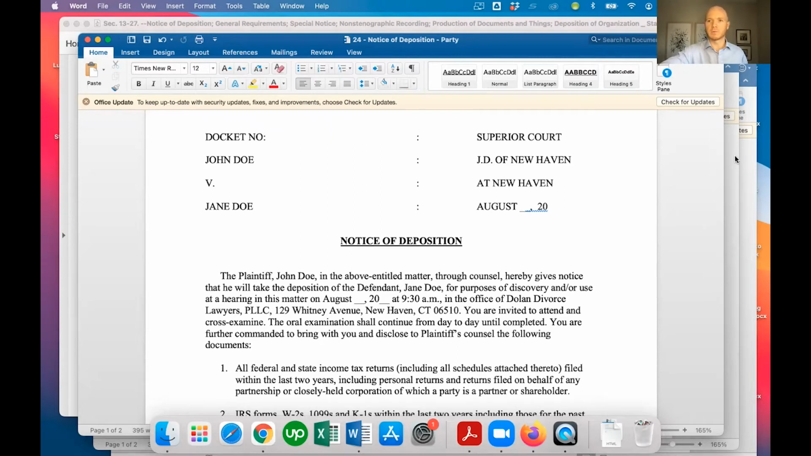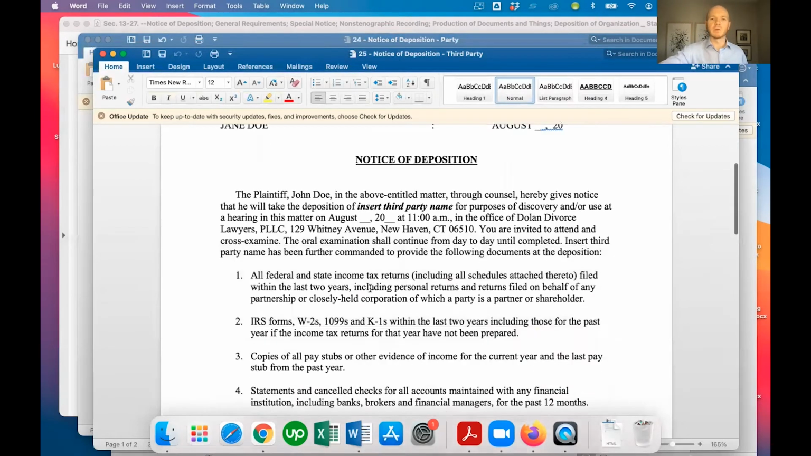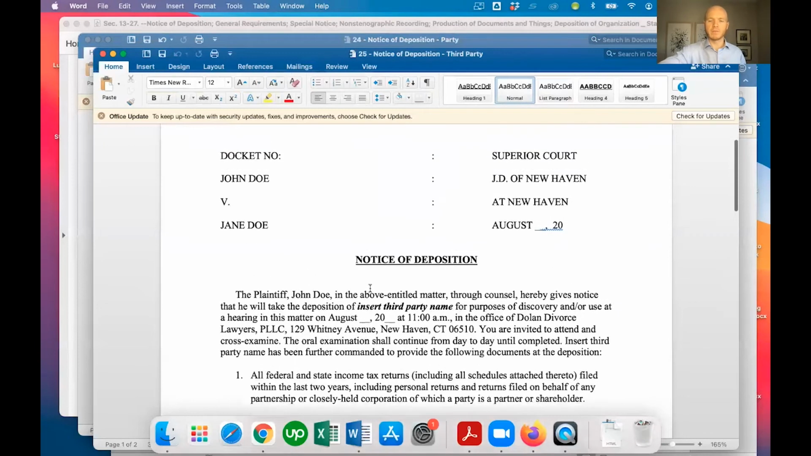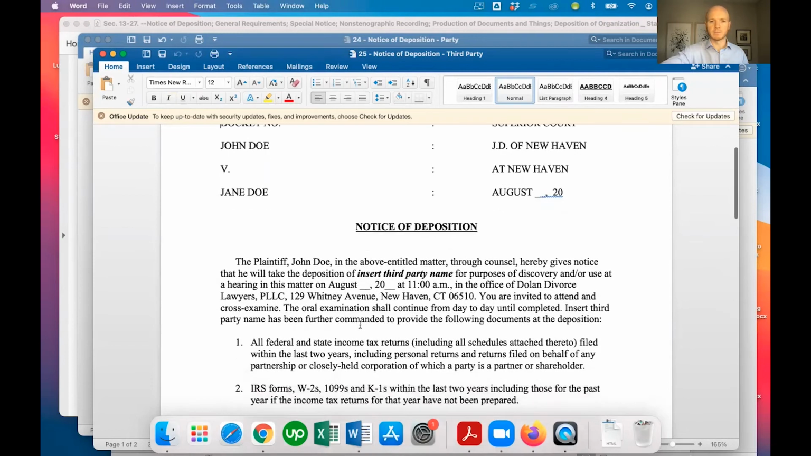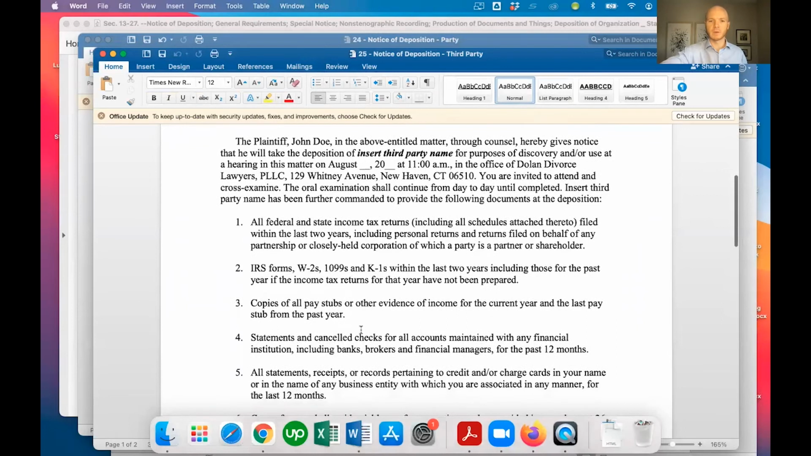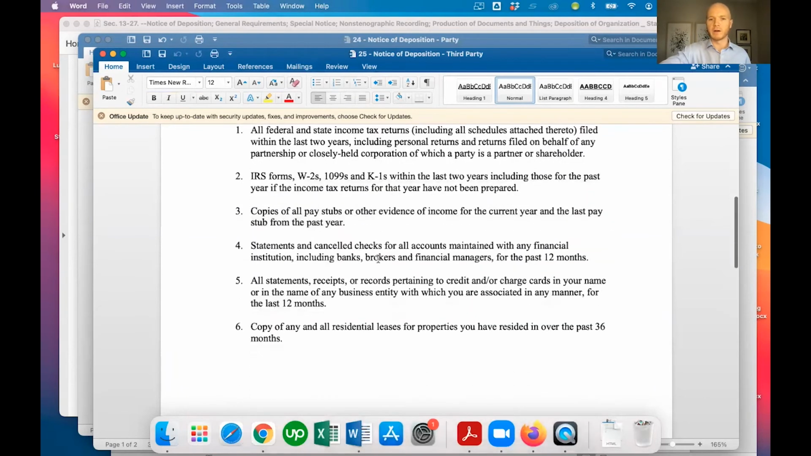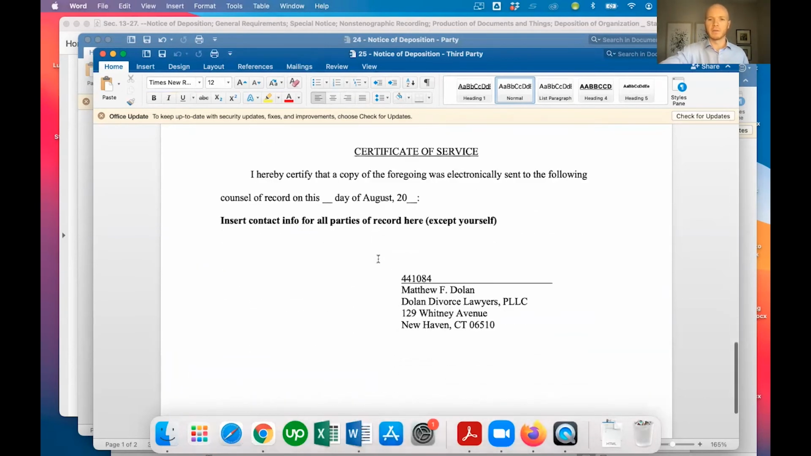Now, there's also taking the deposition of a third party, some witness, a suspected boyfriend of the other party, etc. So here's a sample of that type of deposition notice. It's very similar, except you're going to insert that individual's name. But otherwise, it's pretty similar, where you're going to list all the items that they have to present. And you're going to, again, serve this on the other lawyer without filing anything with the court.